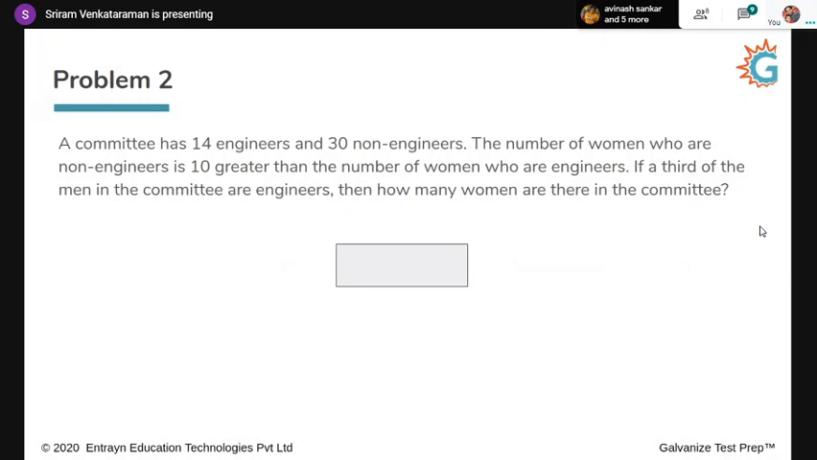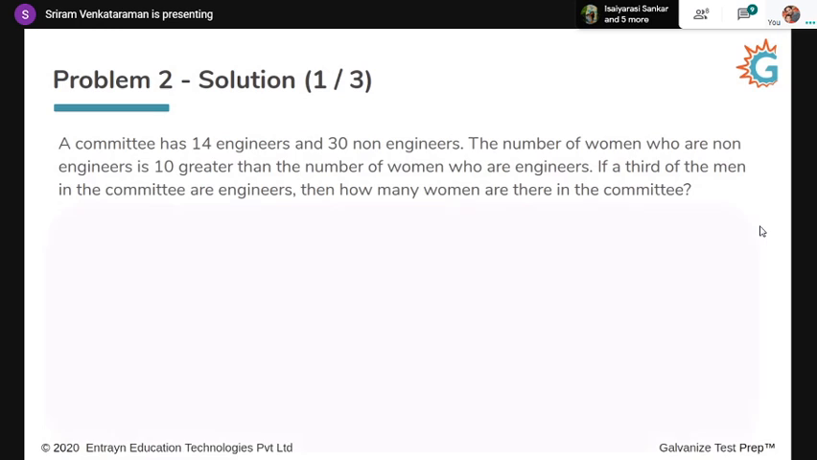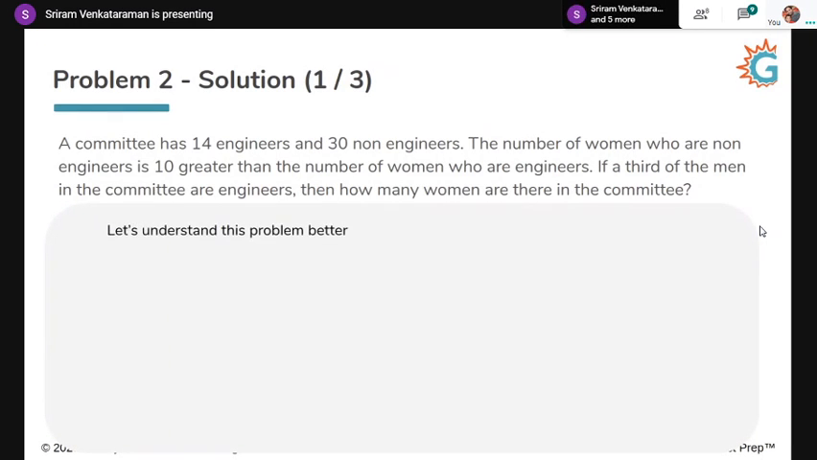Okay. We usually also suggest people to represent the information in some simple format so that you don't have to keep going back to the question. Okay. So here is how I would do this problem, right? I'm going to understand this problem better.